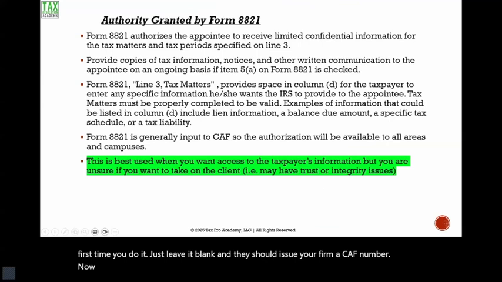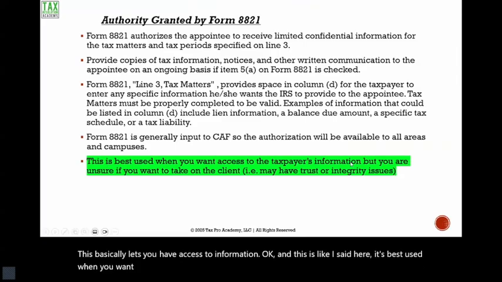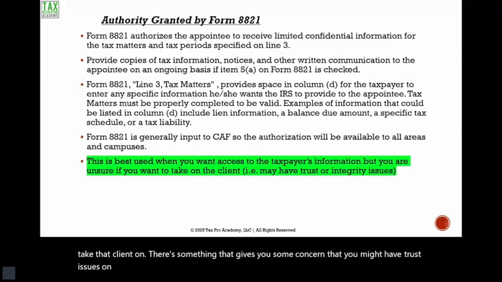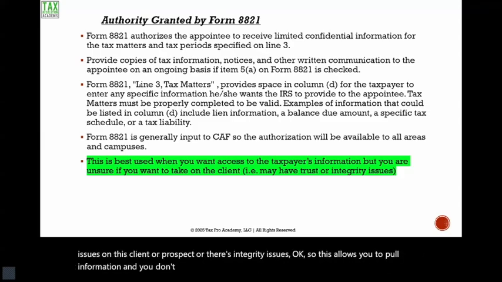Now again, this basically lets you have access to information. Okay, and this is, like I said here, best used when you want to access the taxpayer's information, but you're unsure if you want to fully take that client on. There's something that gives you some concern, that you might have trust issues on this client or prospect, or there's integrity issues. Okay, so this allows you to pull information and you don't have the same risk as the 2848, and we'll talk more about what that risk is in a little bit.